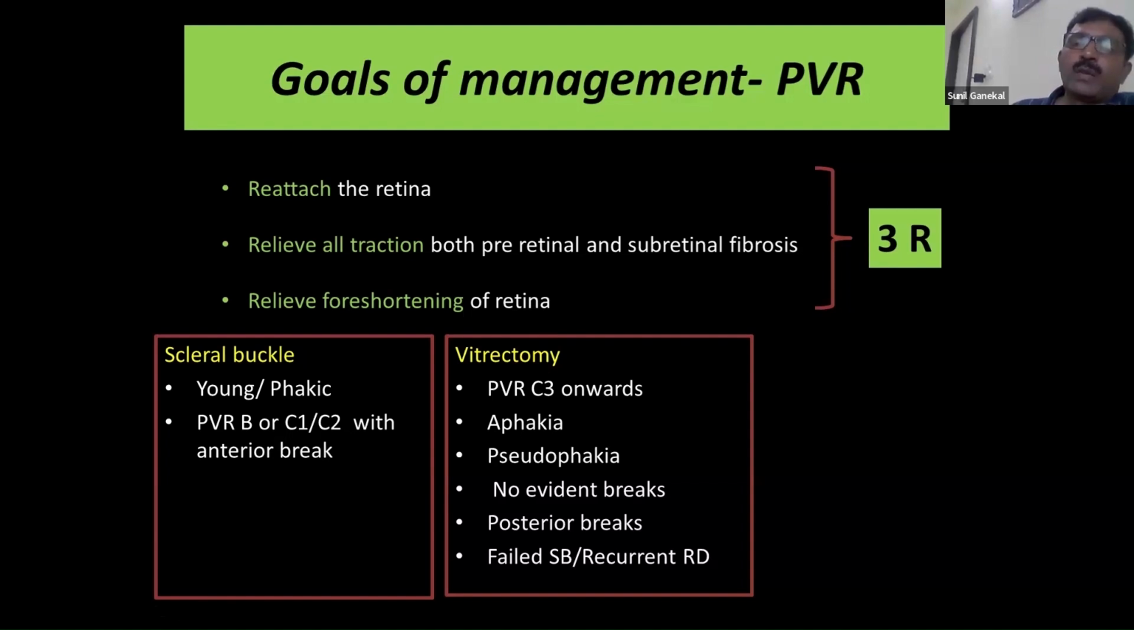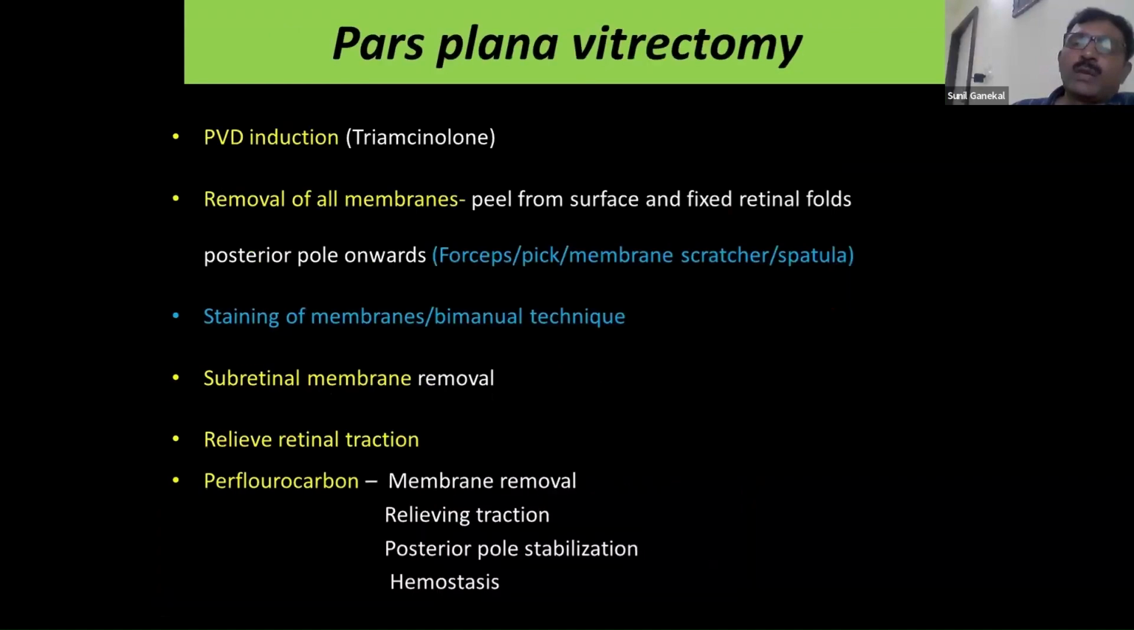So, the typical steps of any PVR surgery. First is PVD induction, which can be done very easily with the use of triamcinolone. Then removal of all membranes, peeling from the posterior pole using a forceps pick, membrane spatula, or any other accessory instrument. Staining is a very useful technique, especially when membranes are indistinct and you're not able to see them properly. You can stain them with brilliant blue.